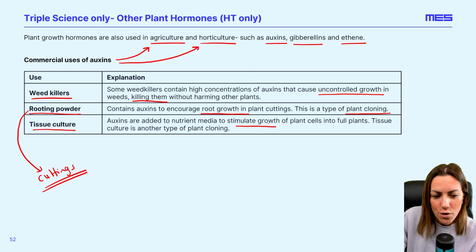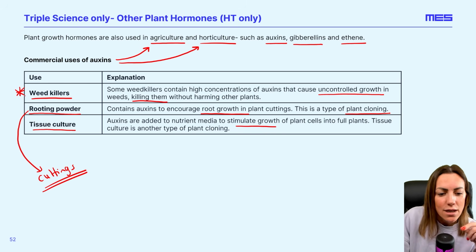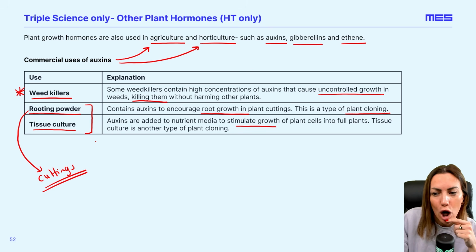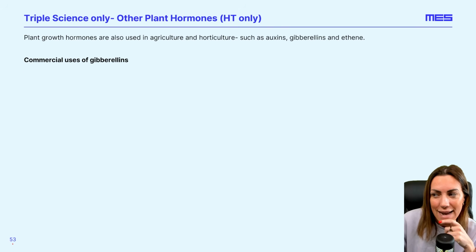Okay, so 3 commercial uses of auxins. Obviously, they control tropisms, but we can also use them in weed killers because they cause such rapid growth that the plant dies. And we can use them in both of these methods for cloning plants. We add them to rooting powder when we take cuttings, and we add them to the growth medium when we carry out tissue culture.